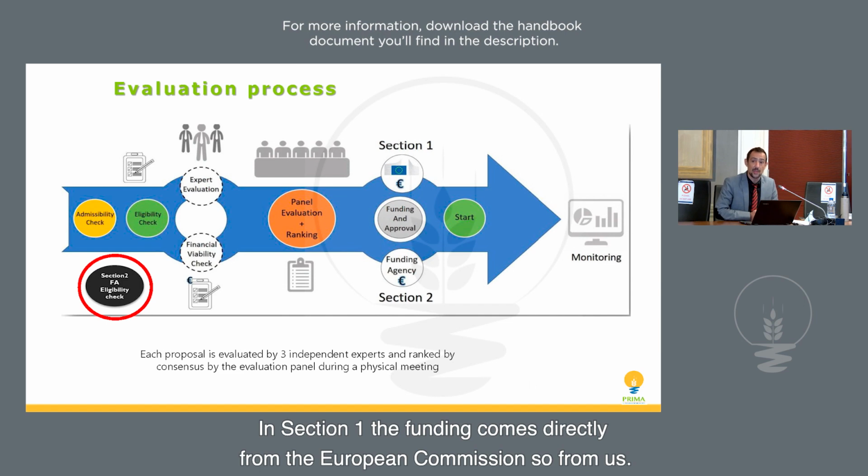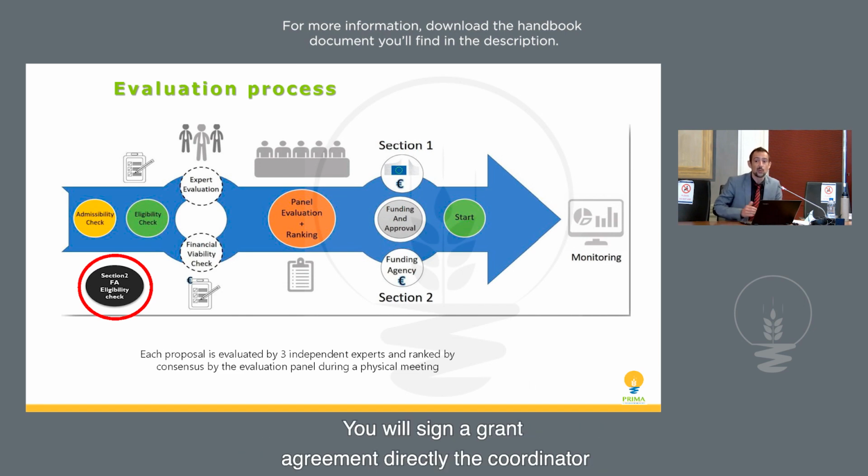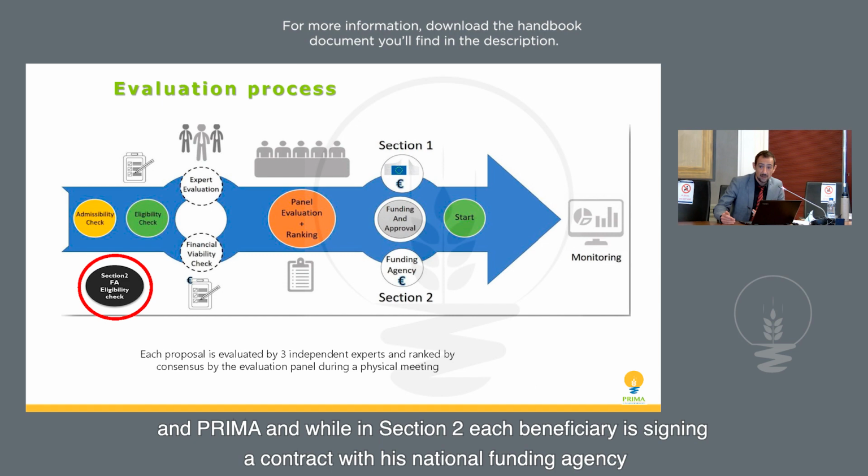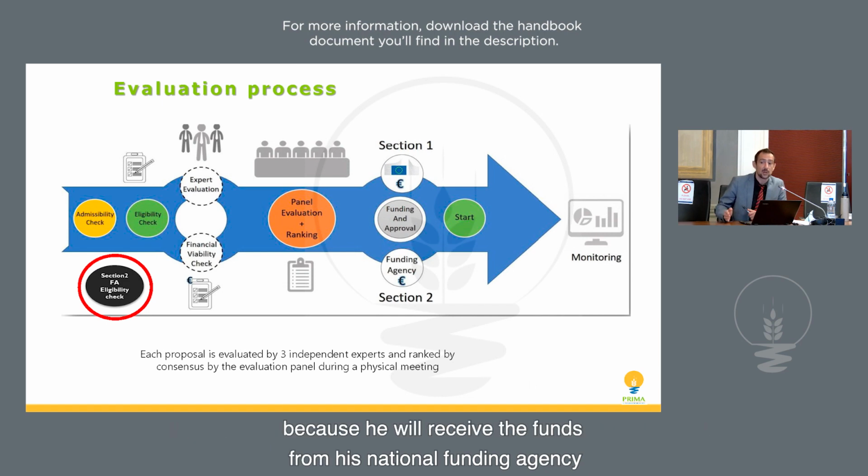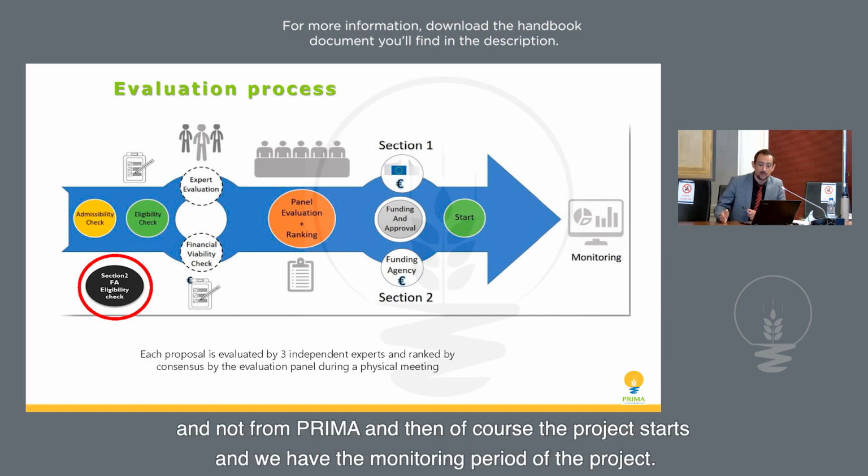In Section 1, the funding comes directly from the European Commission, so from us. You will sign the grant agreement directly, the coordinator and PRIMA. While in Section 2, each beneficiary is signing a contract with his national funding agency because he will receive the funds from his national funding agency and not from PRIMA. Then, of course, the project starts and we have the monitoring period of the project.